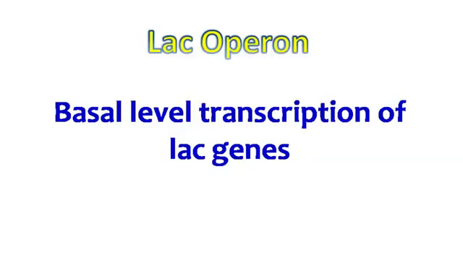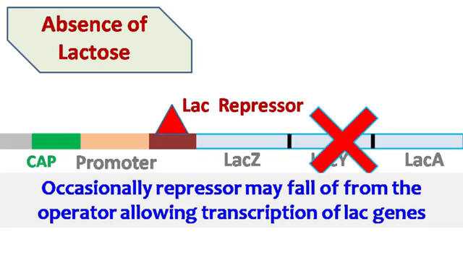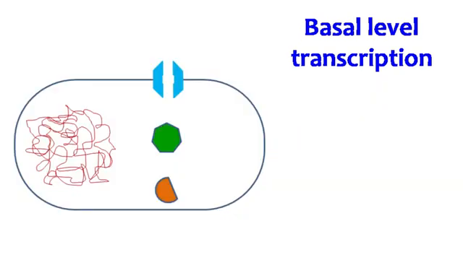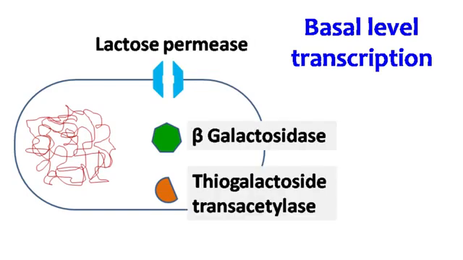Basal level transcription. Now, sometimes, even in absence of lactose, the repressor may fall off from the operator, allowing the transcription of lac genes. This occurs because the binding of repressor with the operator is not permanent. Because of basal level transcription, there is always some amount of lactose permease, beta-galactosidase, and thiogalactoside transacetylase enzyme present in the cell.